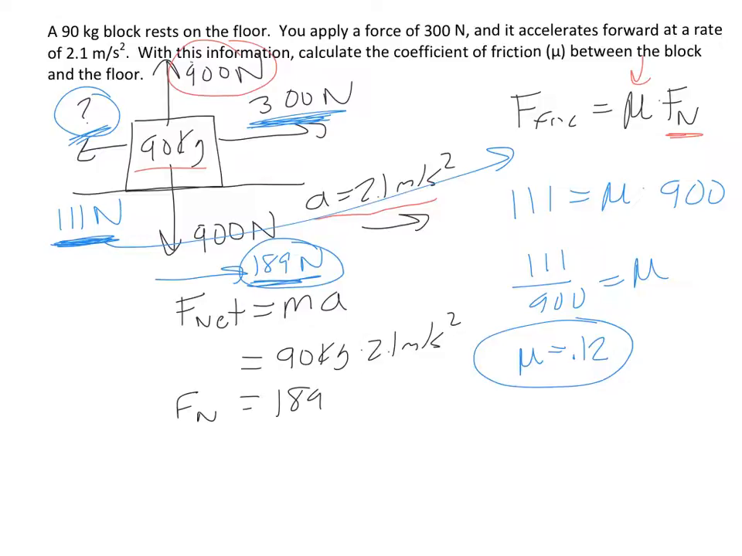So I had to work backwards there, but it's important to ask yourself what you know, and just kind of say, all right, what do I need to get that? And chances are you're going to have some way of getting that information. So that is another friction problem.